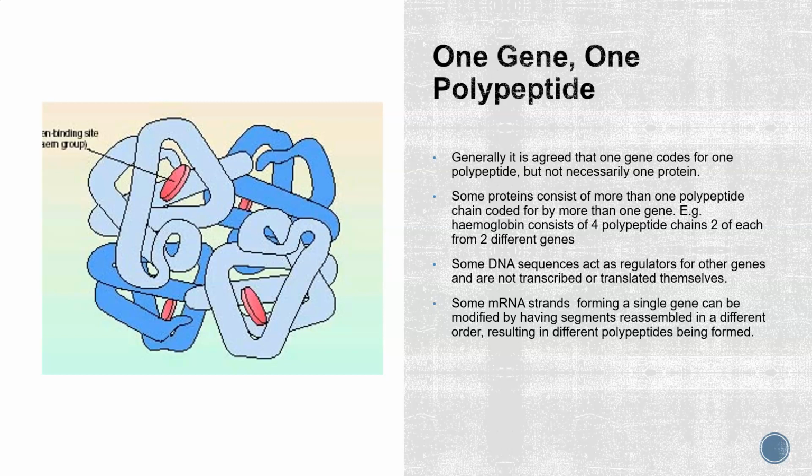Some mRNA strands form a single gene. Forming a single gene can be modified differently by having different segments reassembled in a different order, resulting in different polypeptides being formed. And some genes will be expressed differently in different tissues or at different stages of their development.